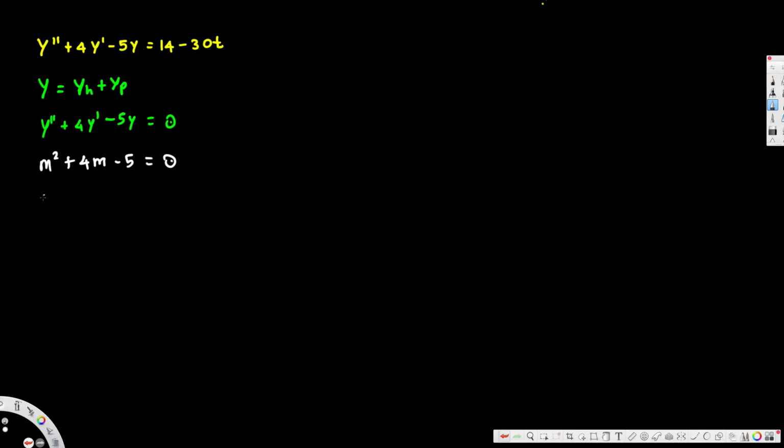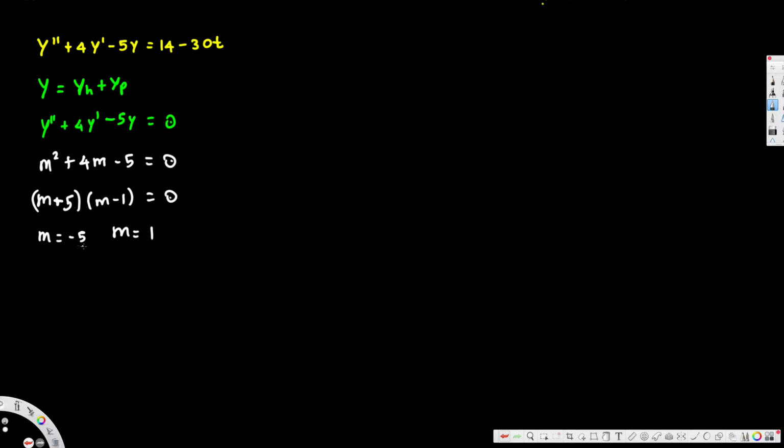Now let's try to factor this one. When we multiply we have to get negative 5, when we add we have to get plus 4. It means plus 5 minus 1. So (m plus 5)(m minus 1) is equal to 0. From this one we can find the roots. That's m is equal to negative 5 and m is equal to positive 1.